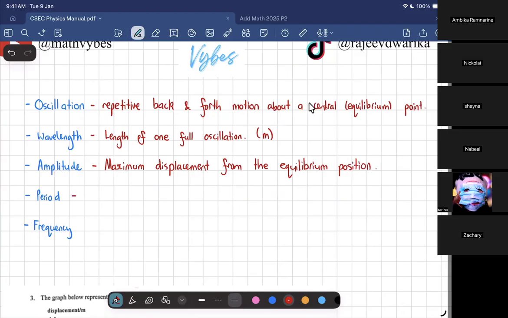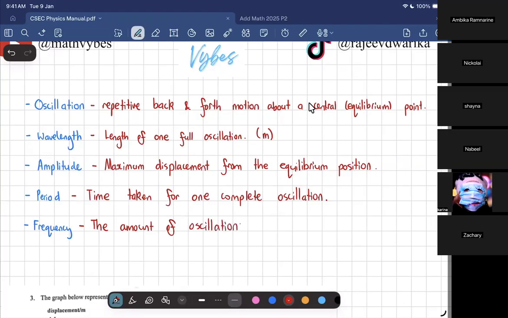All right, period. It's just simply the time taken for one complete oscillation. Right? And frequency is just simply the amount of oscillations in 1 second. The amount of oscillations per second.